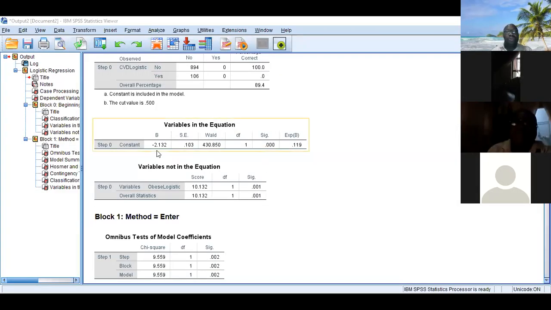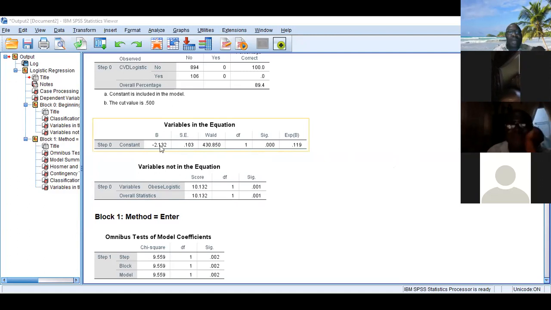Look at the output. This minus 2.13 is the logarithm of 106 over 894. That is block 0, X not scored. That's why I say the variable not in the equation is this obesity. They didn't put the obesity in this equation.